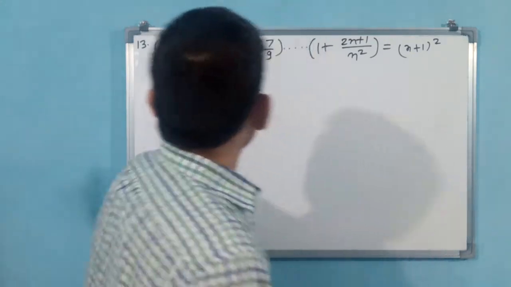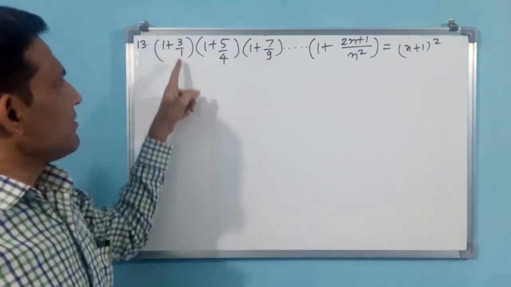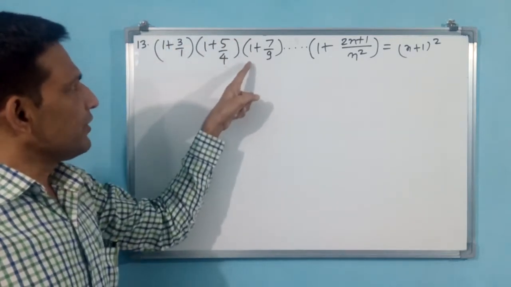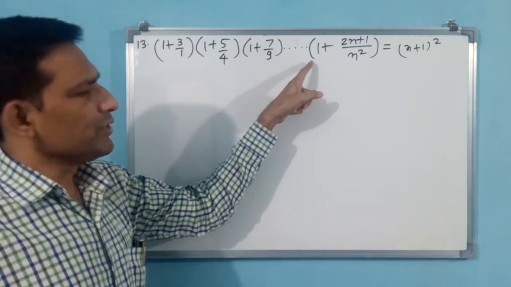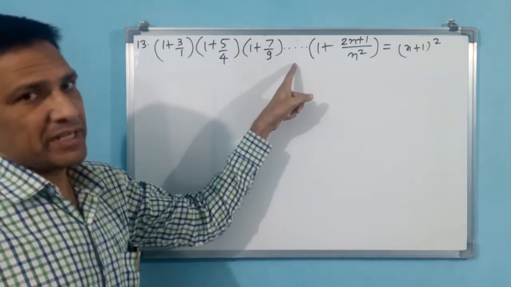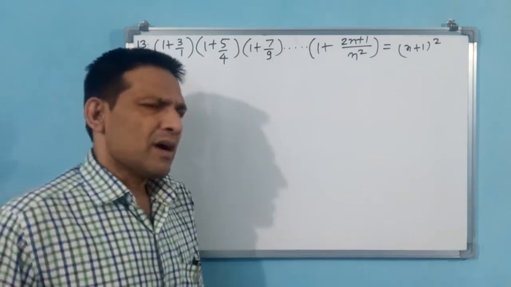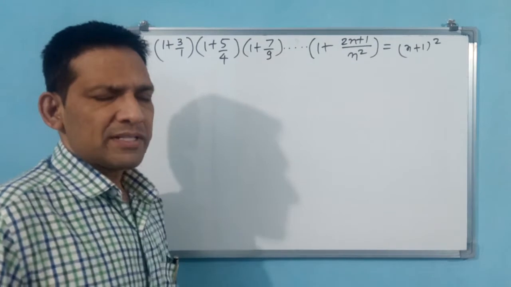Let us see what they have given in the 13th question. 1 plus 3 by 1 into 1 plus 5 by 4 into 1 plus 7 by 9 into. That means here it is multiplication, not plus. Continuous multiplication, so it is like a geometric series. Afterwards we will see what a geometric series is.